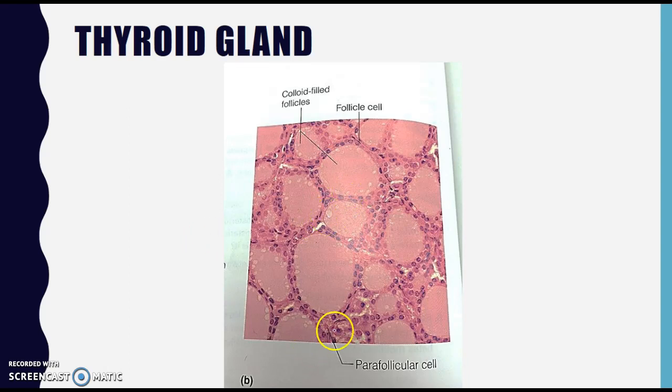Okay, so this is just showing you what the thyroid looks like on a microscopic level. You can see that there are parafollicular cells and follicle cells. Your metabolic hormone, the thyroid hormone, is going to be released from these follicle cells, and then these parafollicular cells are what's going to be releasing the calcitonin. And then these follicles here are where the hormones are being stored.